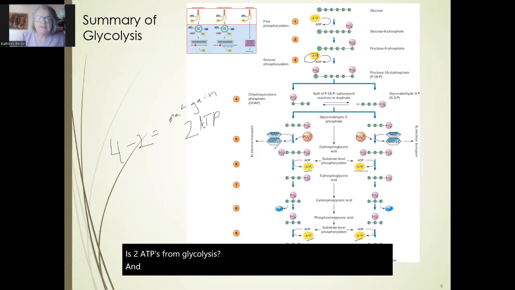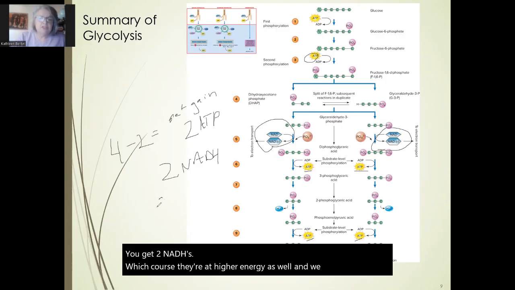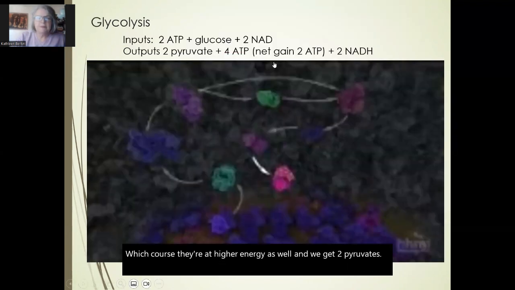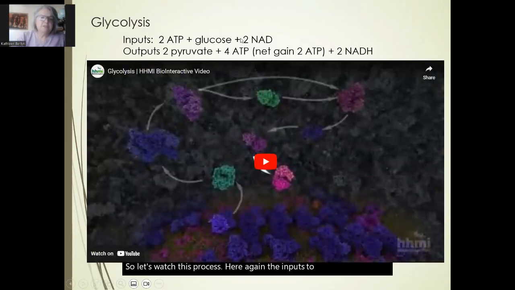And we also have NADHs being made. We get 2 NADHs, which of course are at higher energy as well, and we get 2 pyruvates. So let's watch this process. Here again, the input is 2 ATPs plus glucose plus 2 NADs. The outputs are 2 pyruvates plus 4 ATPs, a net gain of 2 ATPs and 2 NADHs.